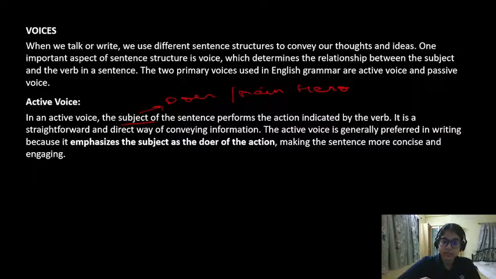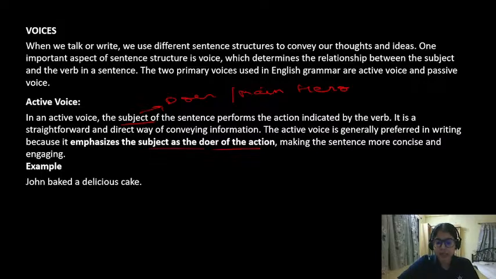Now, in an active sentence, the subject of the sentence performs the action indicated by the verb. So it's simple. Our main hero performs the action first. That's it. It is a straightforward and direct way of conveying information. For example, Sheila called me. Sheila phoned me. The active voice is generally preferred in writing because it emphasizes the subject as the doer of the action, making the sentence more concise and engaging. So here our main hero remains the main hero. He's enjoying that status. For example, a simple sentence: John baked a delicious cake.